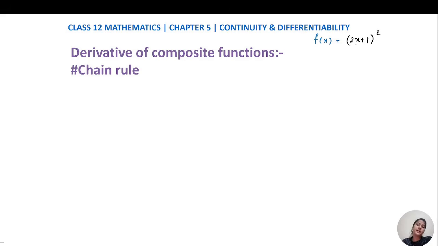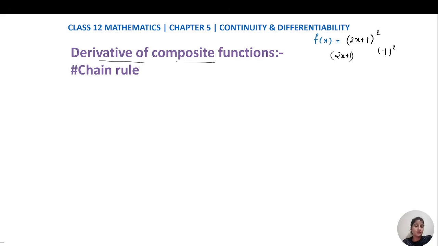If I divide it into two different functions, we know the derivative of 2x plus 1, and we know the derivative of t squared. If I write f as a composition of two different functions, find the differentiation of these two functions, and then combine them to find the differentiation of f of x, it will be easy for us. Going by definition is also good, but if I have a trick to find the derivative without going to the limit, that's also fine. This is the derivative of a composite function.